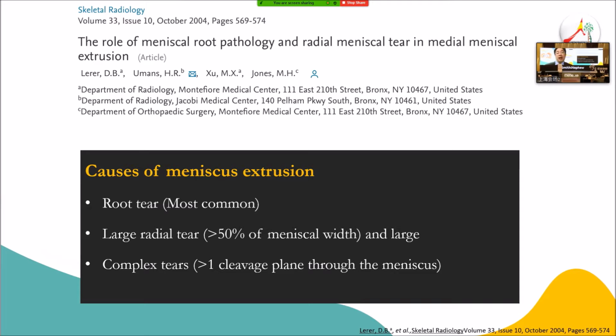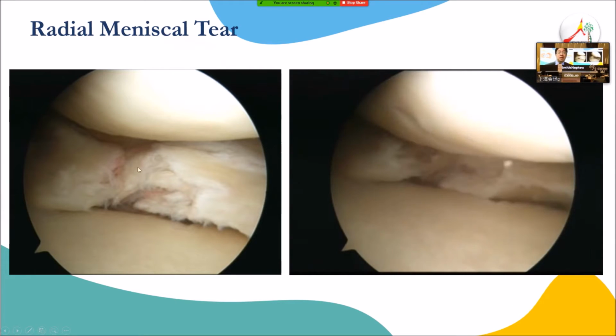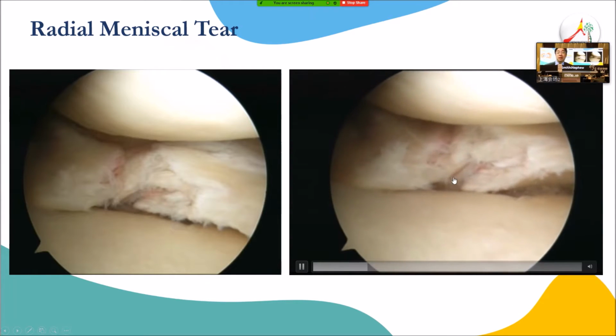And also the radial tear, like I told you, a radial tear at the body. This will progress and the gap will be wider. And sometimes the complex tear. This is a cause of meniscus extrusion. Like this patient, you see that they have the radial tear of the meniscus, like that.